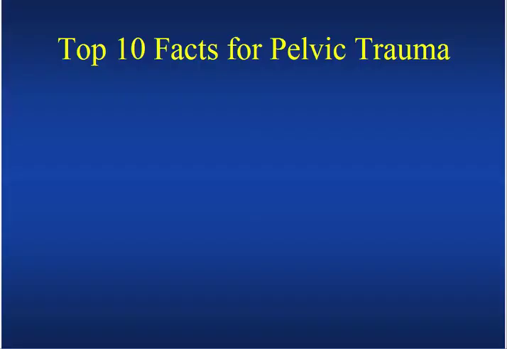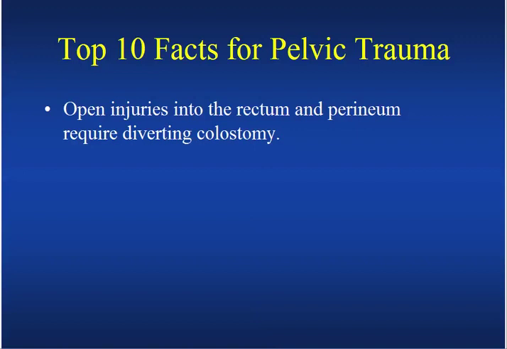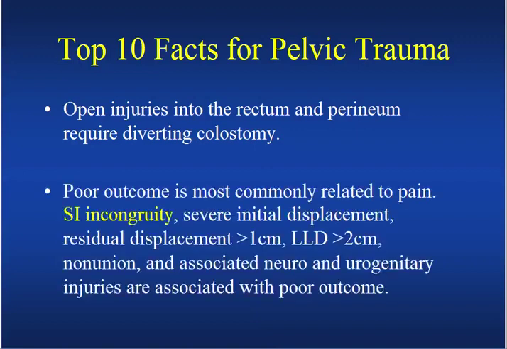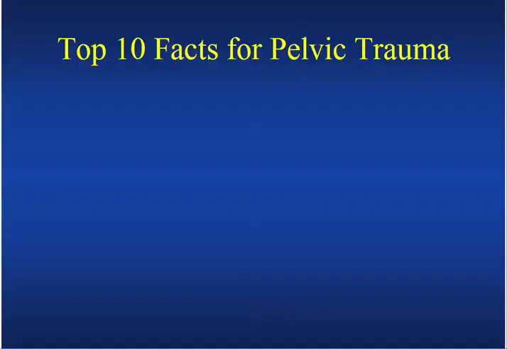Open injuries into the rectum and perineum do require a diverting colostomy. That's an important point to remember. And poor outcome in pelvic ring injuries is related most commonly to incongruity of the sacroiliac joint. So it's very important to obtain an anatomical reduction of the SI joint. Also, severe initial displacement, residual displacement greater than 1 centimeter, and the other criteria that are mentioned there.